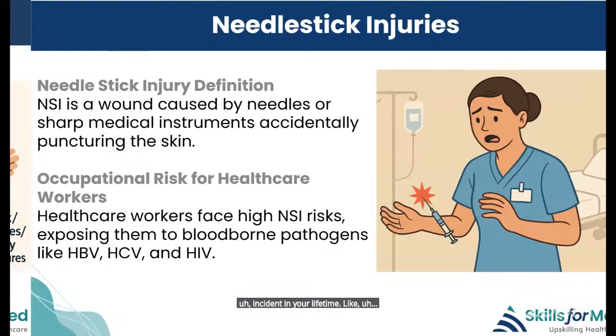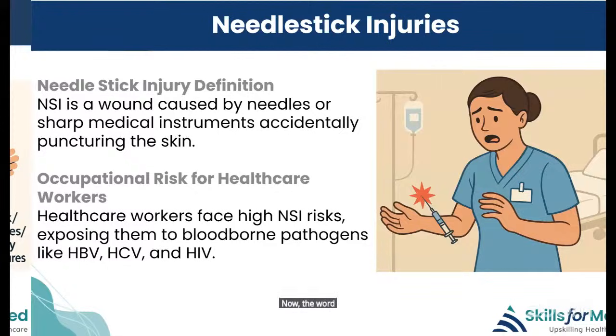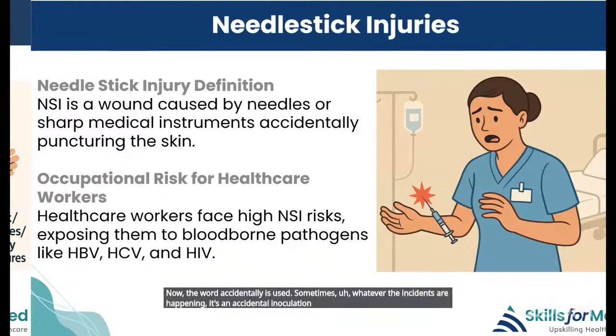The most common cause is recapping of the needle. We are in the habit of recapping, and sometimes we know that we should not recap, but still we do it. So it's all about practice. So what is needle stick injury? It's a wound caused by a needle or sharp medical instrument accidentally puncturing the skin. Now, the word accidentally is used. Whatever incidents are happening, it's an accidental inoculation injury. We are not doing it purposely, but it is happening accidentally.